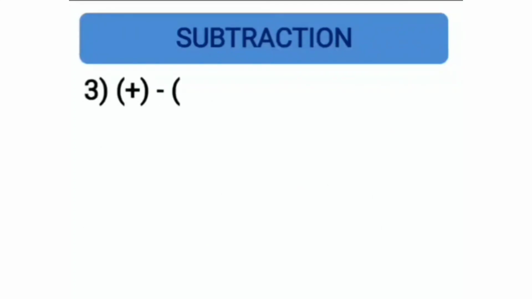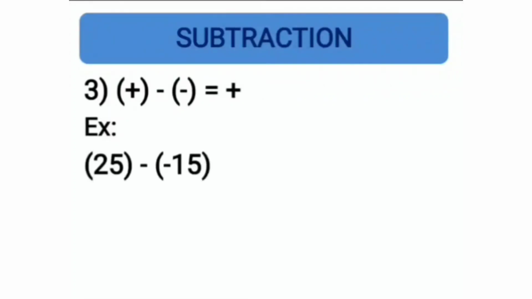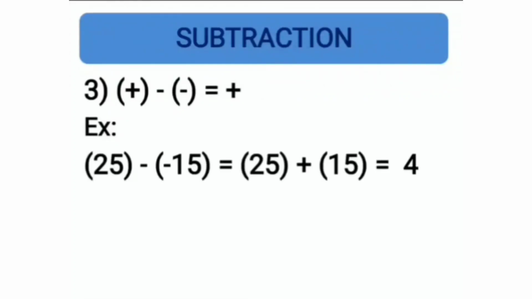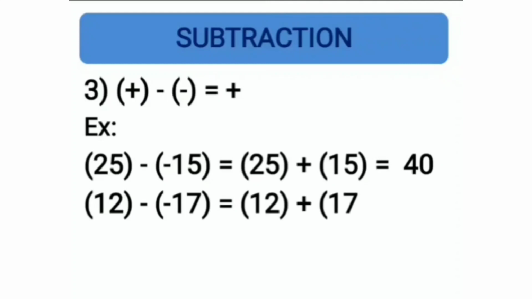The third rule is when a negative integer is subtracted from a positive integer, we get a positive integer. Example, 25 minus minus 15 is equal to 25 plus 15, is equal to 40. Here minus minus 15 means there is a multiplication relation, so minus minus becomes plus. Another example is 12 minus minus 17 is equal to 12 plus 17 is equal to 29.